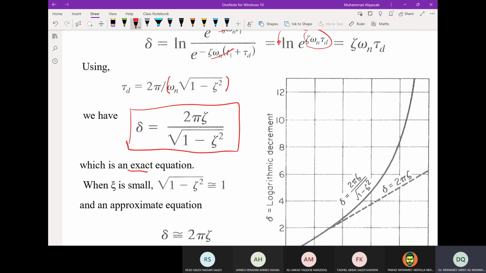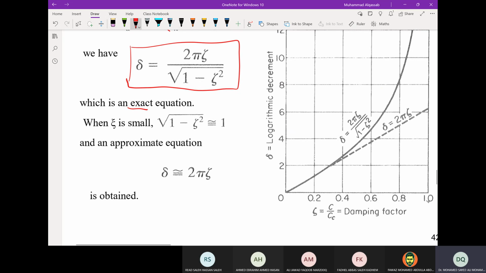If you want to approximate for zeta less than 1, very much less than 1, we know that zeta is less than 1. But if it is very much less than 1, then zeta squared is negligible, and the square root of 1 minus zeta squared becomes 1. And then the simplified, approximated equation is delta equal to 2 pi zeta.